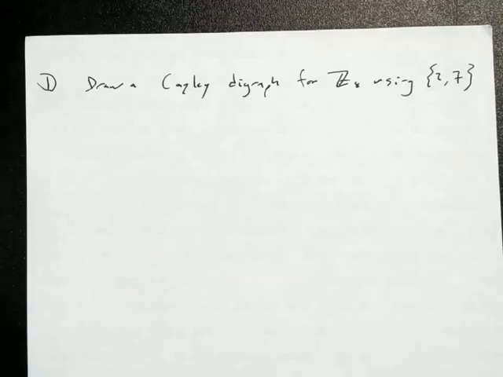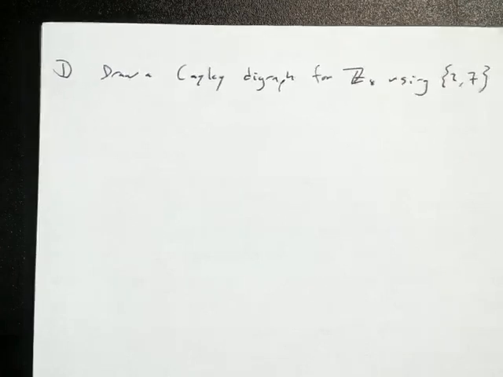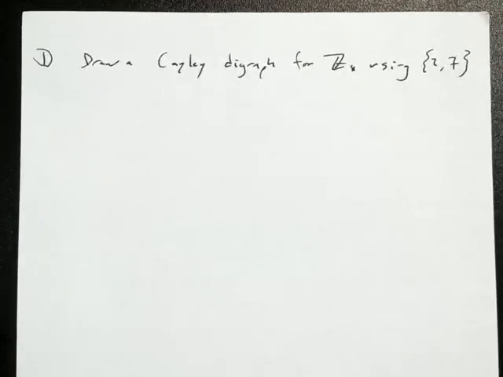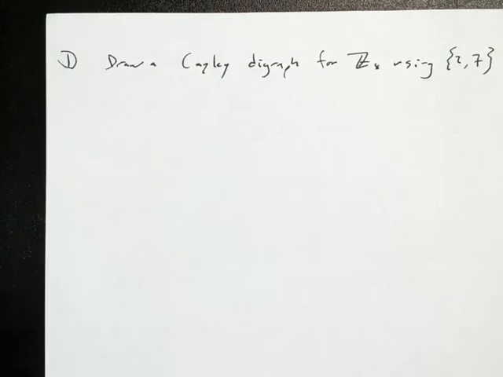Draw a Cayley digraph for Z8 using 2 and 7 as your generating set. That's weird. Okay. If I have 2 and 7 as a generating set, first I need all the elements in Z8. What are the elements of Z8? So I have the numbers 0 through 7.